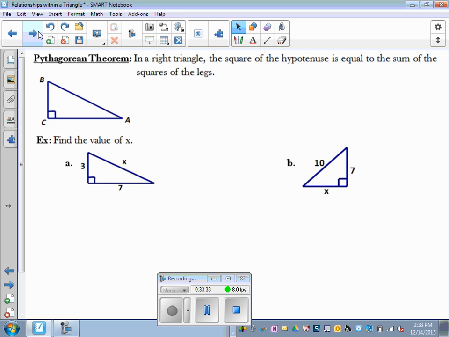Show me thumbs up, thumbs middle, thumbs down. How do you feel with this first page, the front side?